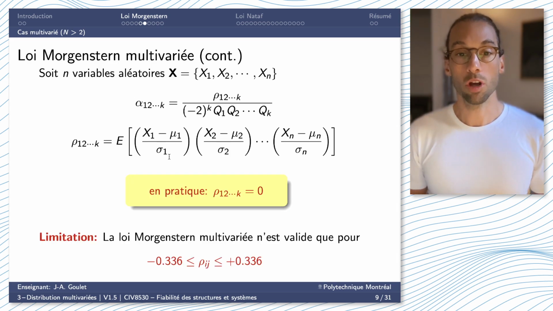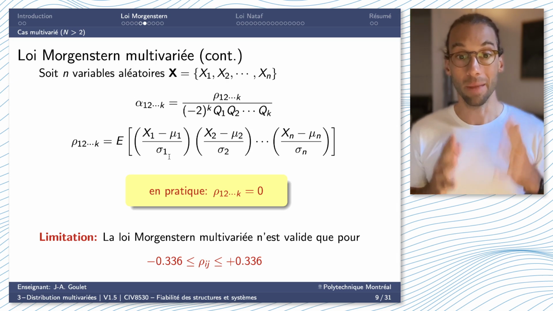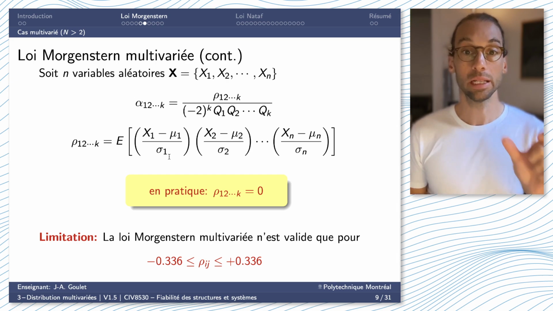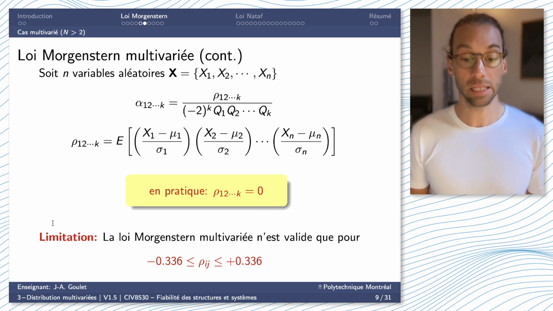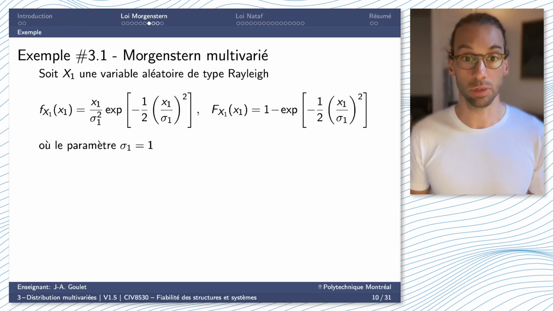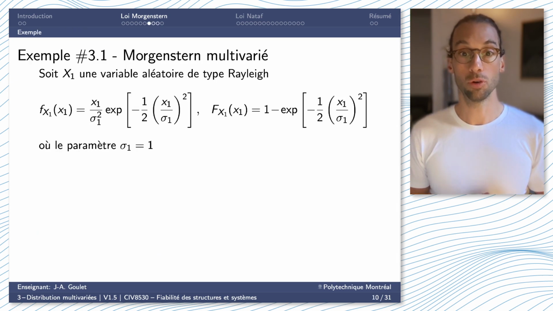But one of the main limitations of the Morgenstern method is that it only allows a limited range of correlation values. In this case, the correlation must be no less than -0.33 and no greater than 0.33. That really makes for a limited range of values that we can use for the correlation coefficient.